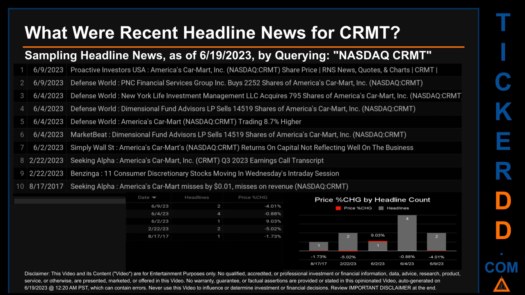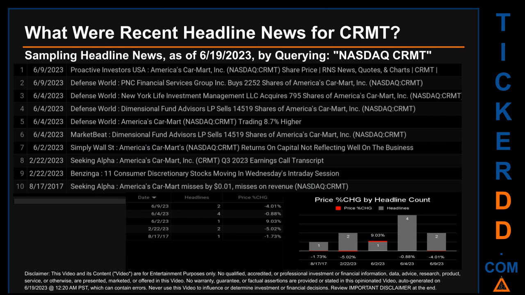What were recent headline news for CRMT? Today, Monday, June 19, 2023, I sampled one of our news aggregators for latest headlines for this ticker. I did so by searching specifically by a keyword that may appear, broadly, in the title or the body, of discoverable news articles. The keyword that I used was a combination of the exchange and the ticker symbol, NASDAQ: CRMT. The results show 10 unique headlines, published across 5 unique dates.